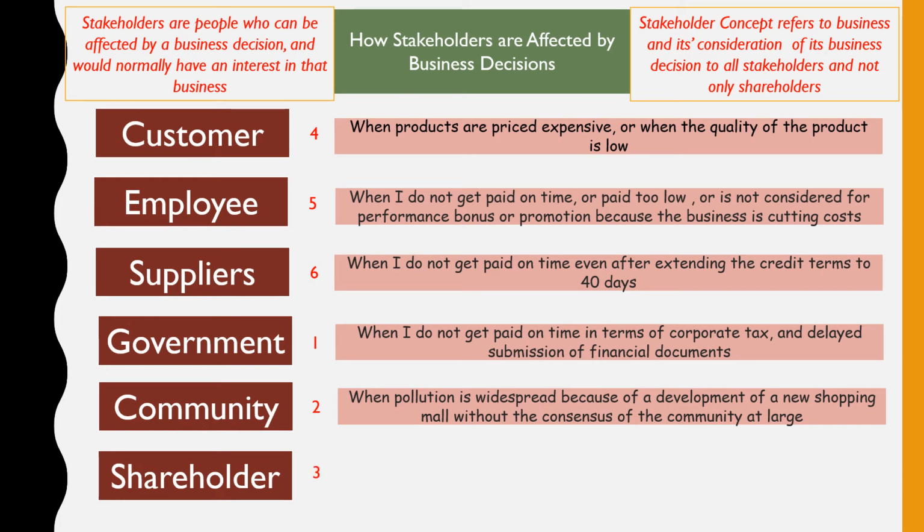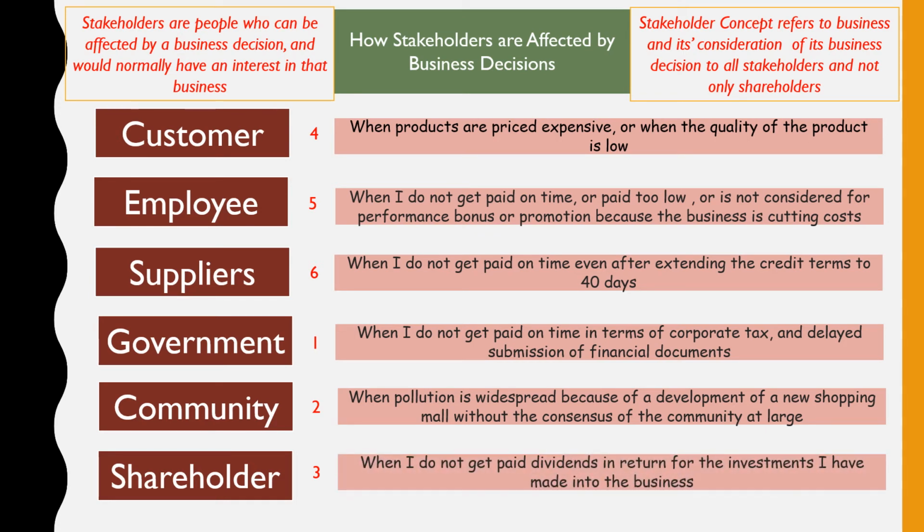And finally, answer number 3, which is related to shareholders. Now, shareholders would be affected when they do not get paid dividends on time, right? Or in returns for the investment they have made into the business, the amount of money they've put in buying shares and expected to be paid dividends for that year, but not being paid so. So these are the 6 stakeholders and the correct effects, so to speak, based on the decisions made on the business.